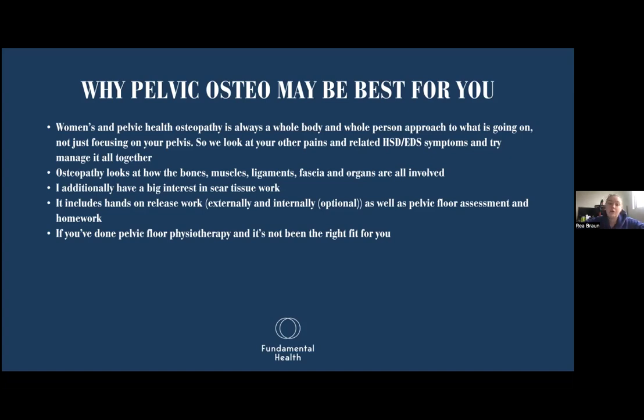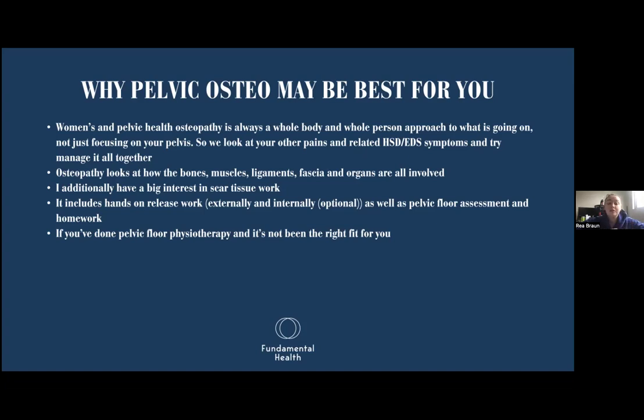Osteopathy looks at how bones, muscles, ligaments, fascia, and organs are all involved in the picture. I personally have a really big interest in scar tissue work as well, so that's always tied in with my practice. This includes hands-on release work, externally and internally, optionally, depending on the person, as well as doing a pelvic floor assessment to gauge what's going on and appropriate homework.